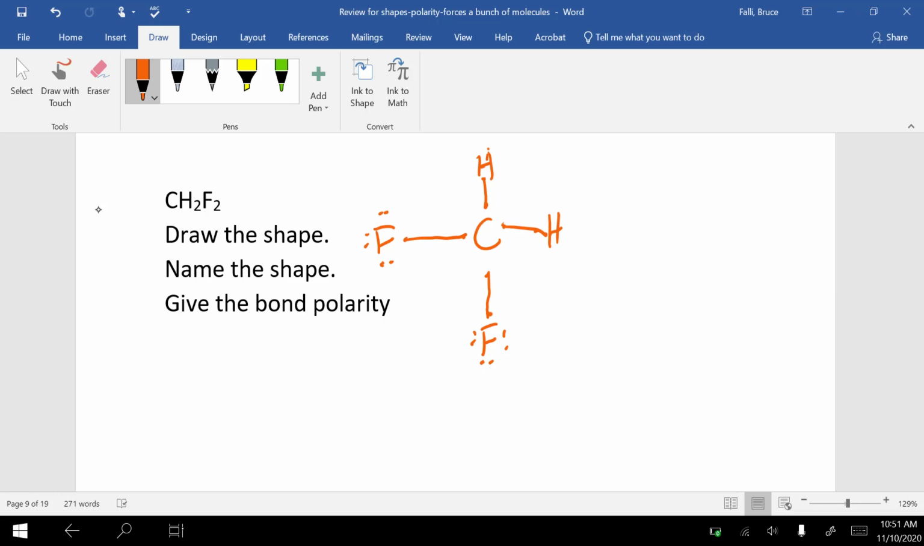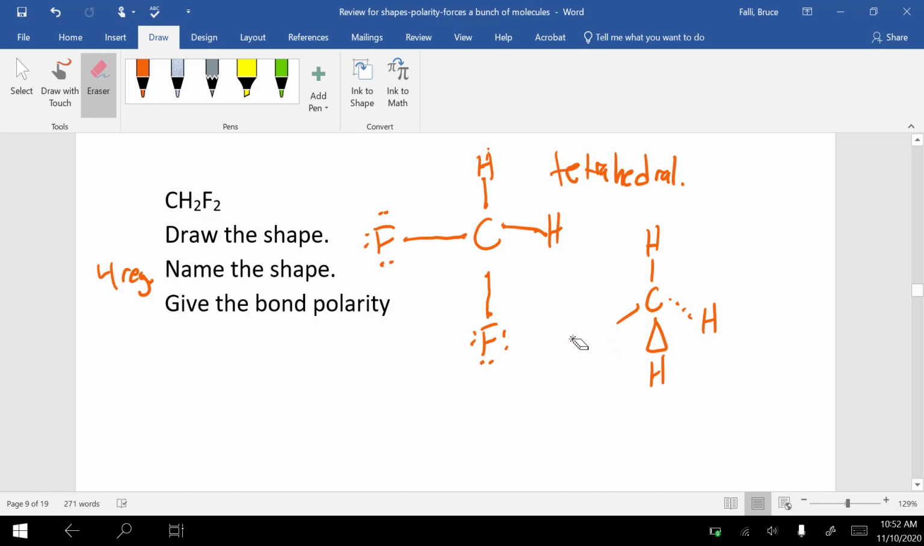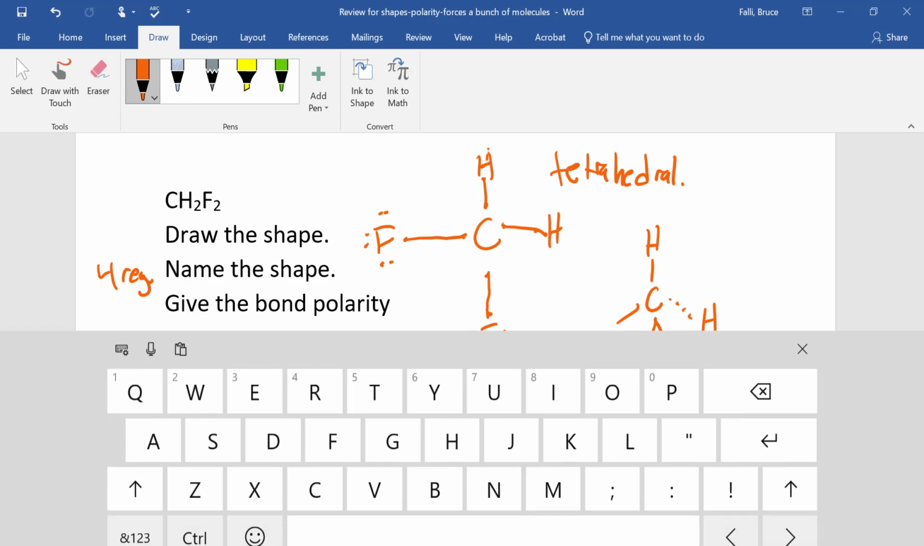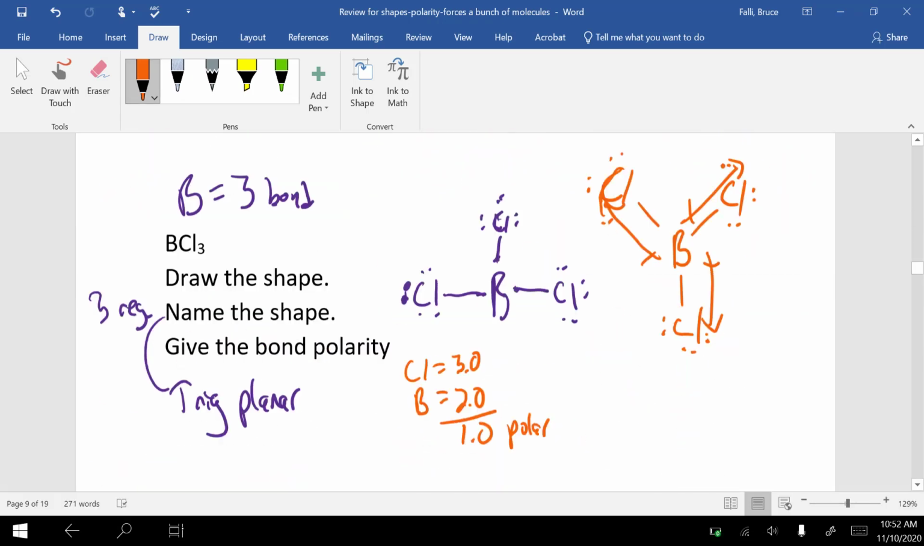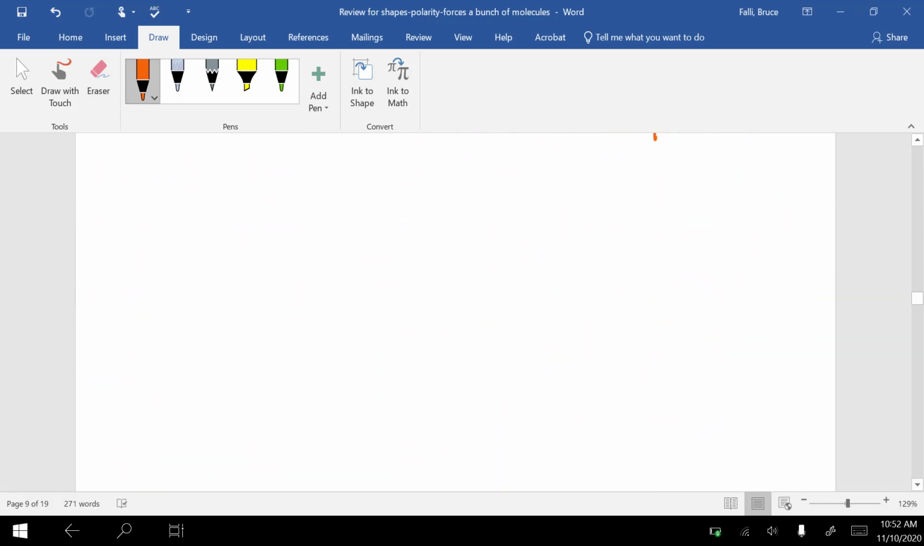Now, to name this shape, this has 4 regions. Notice that one of the most popular ones. Naming that shape is tetrahedral. But I have to try and draw it. Carbon, hydrogen up, fading back, and I'm just cheating off of my shape sheet, which you should have printed. Oops, I wrote it wrong. It's not CH4. It's CH2F2. It doesn't matter really where you put the F's.